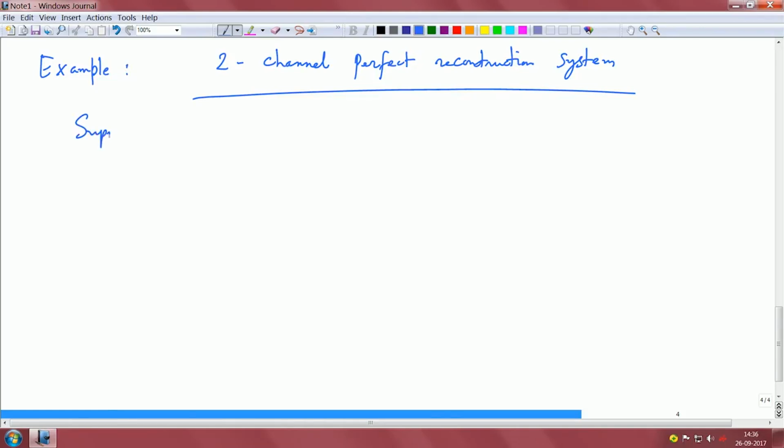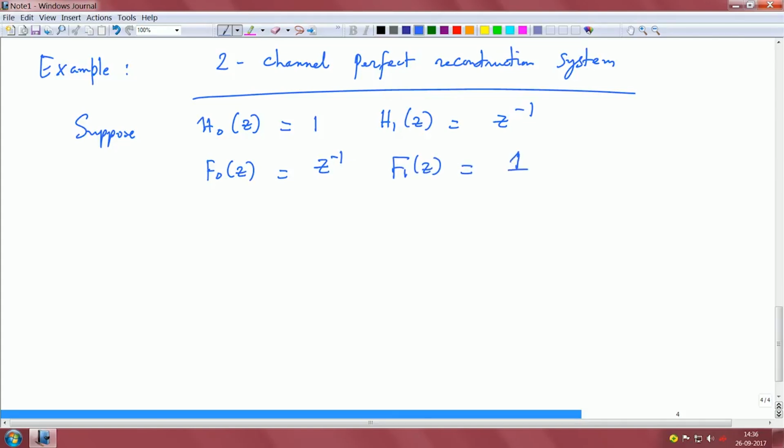So, suppose we have the analysis filters as follows: H naught of z is 1, absolutely no filtering, it is just a gain. H1 of z is a unit delay, F naught of z is a delay, F1 of z is just a unit gain. Okay. So, we can sketch the schematic of the 2 channel system along with the downsamplers and upsamplers.